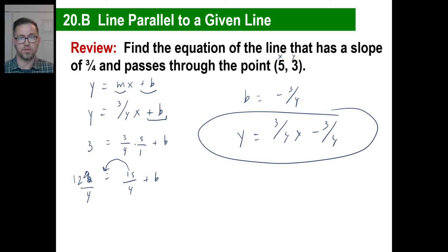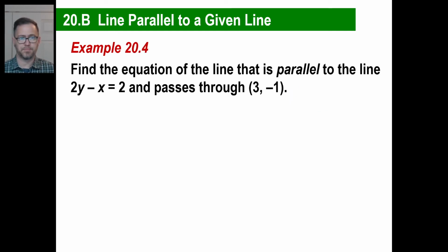So let's do this next. All right, let's take a look. Find the equation of a line that is parallel to the given line and passes through the given point. Okay, well, if it tells you that it's parallel to this line, that means it has the same slope, right? So all we need to do is figure out the slope of this line right here.